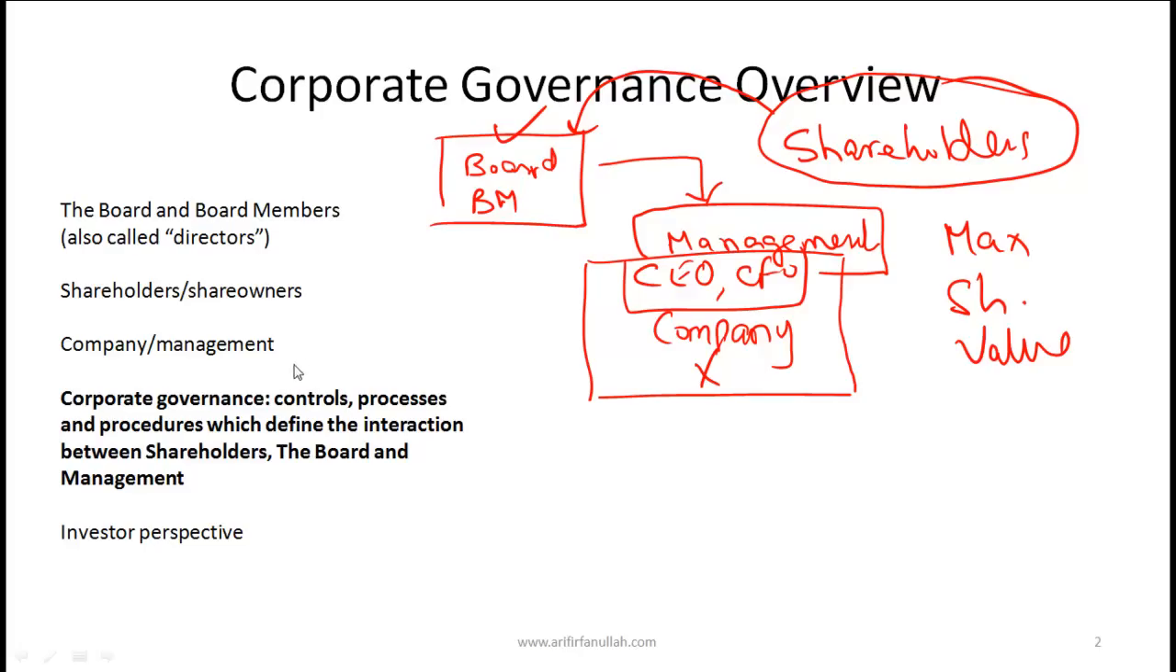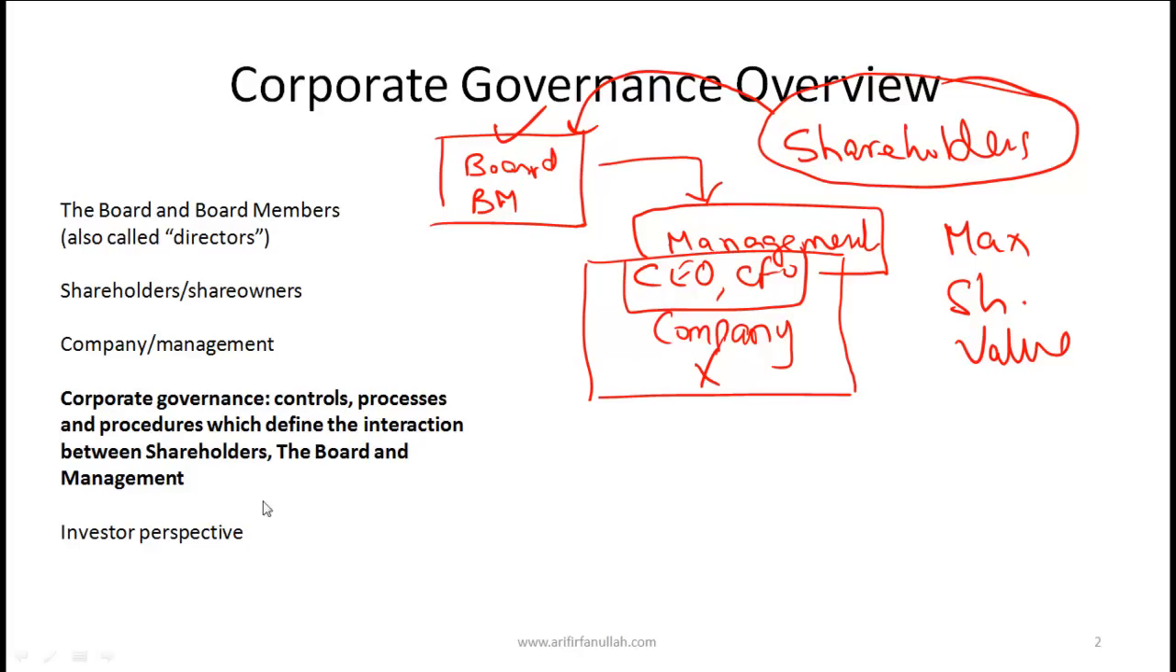Now the definition of corporate governance is as follows. Corporate governance is essentially the controls, processes and procedures which define the interaction between the shareholders, the board and management, and essentially the roles, responsibilities, processes all need to be set up in such a way that management acts in the best interest of shareholders.